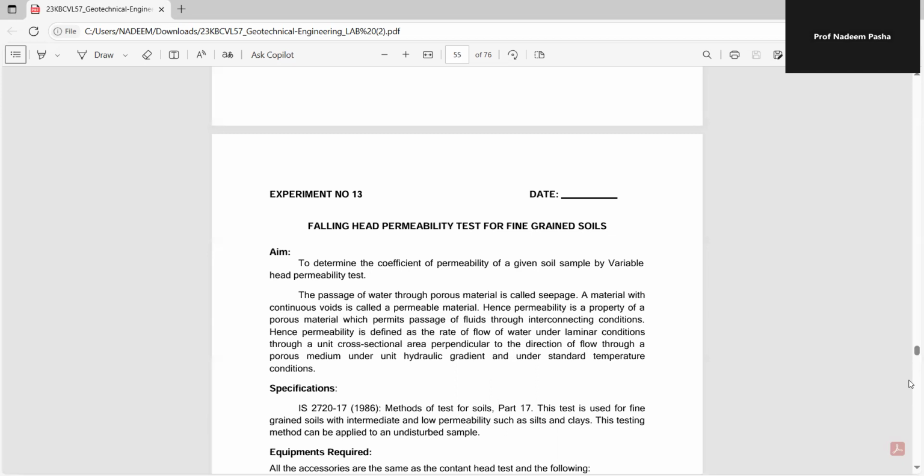So the passage of water through porous material is called seepage. How will you define seepage? The passage of water through porous material is called seepage. A material with continuous voids is called a permeable material. Hence, permeability is a property of a porous material.